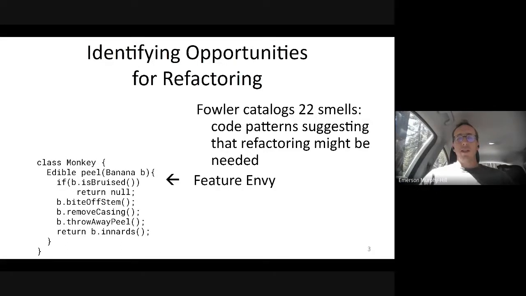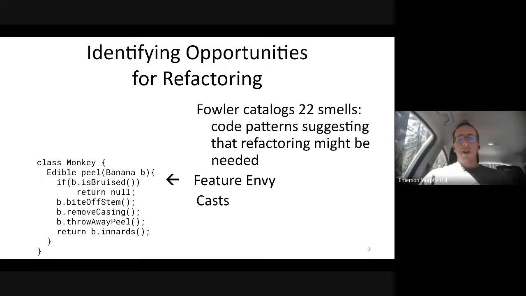This first one is what he calls feature envy. We've got a peel method in the Monkey class, but what you notice about it, if you look at it in a little bit of depth, is that we're calling a bunch of methods on Banana, but really nothing on the Monkey class itself. So shouldn't peel be part of Banana? Isn't that what this is saying? Specifically, this class Monkey is envying the Banana class. So that's a feature envy smell. Doesn't mean you should definitely refactor, but you should consider it.